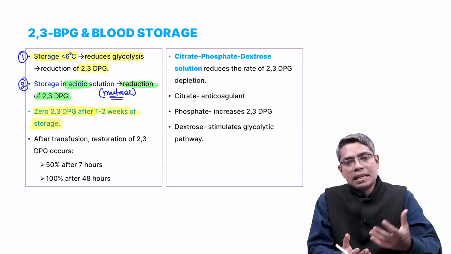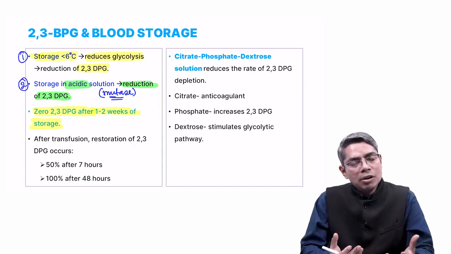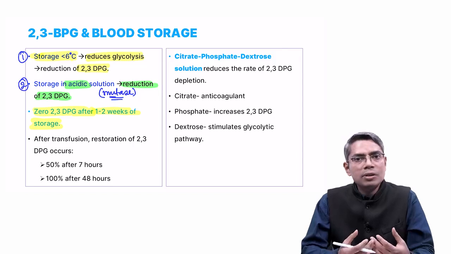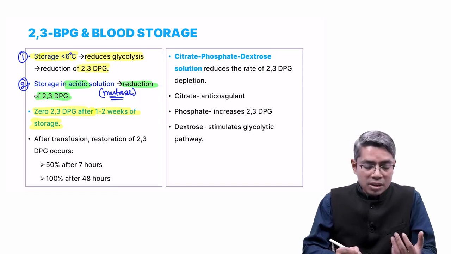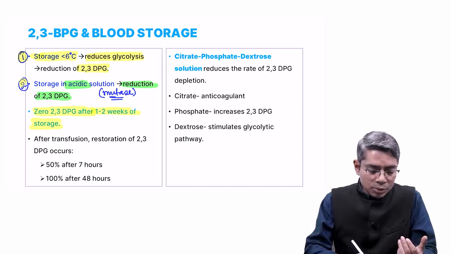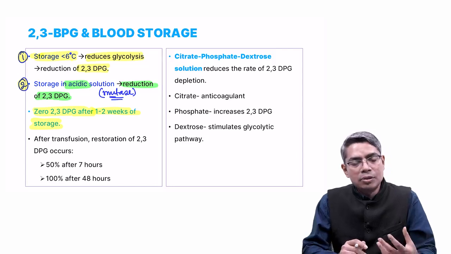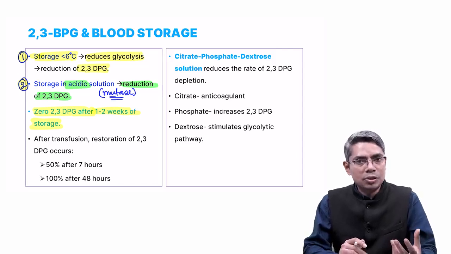But if there is left shifting, then tissue will not get adequate oxygen, because hemoglobin will not release the oxygen to the level of tissue. So, that is why we do not prefer the transfusion of stored blood in an emergency condition, because it will not be able to supply oxygen to the tissue, okay.